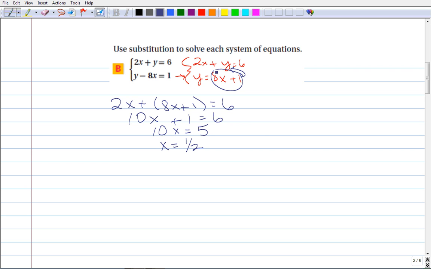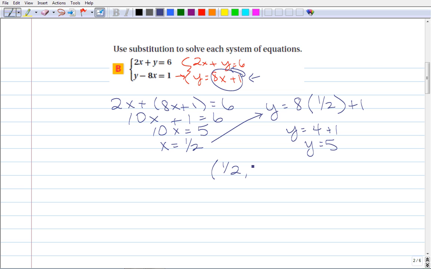Then to get our y, you can plug it into either one, but I'm just going to choose this one. So I'm going to have y equals 8 times our x value we solved for, which is 1/2, so we just got that from there, plus 1. Well, 8 times 1/2 is 4, then plus 1, y equals 5. So my solution here is (1/2, 5). Again, you could have originally solved for x and then subbed in for x on the other one, but I just picked y. You always choose the one that you see first, so that way you can get through the problem.